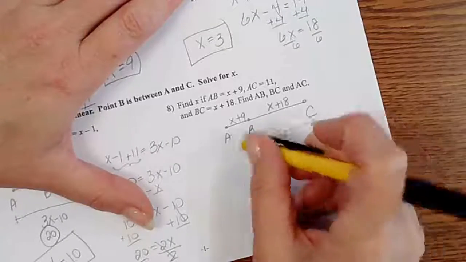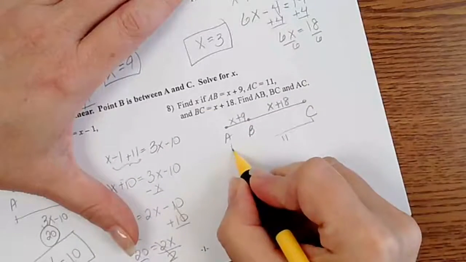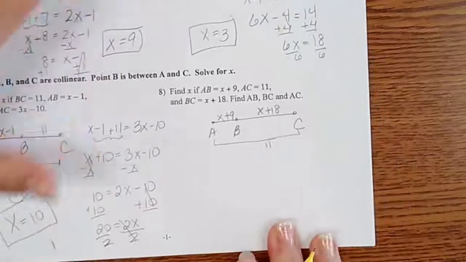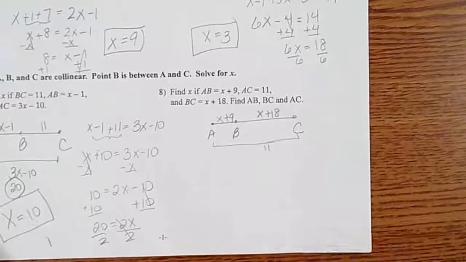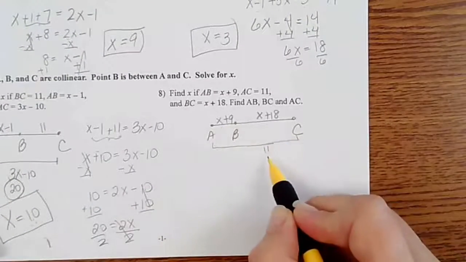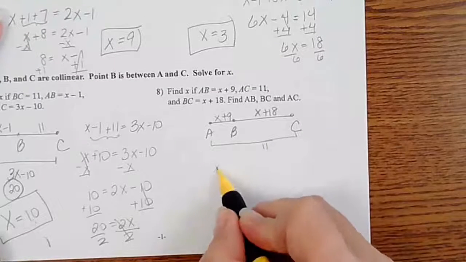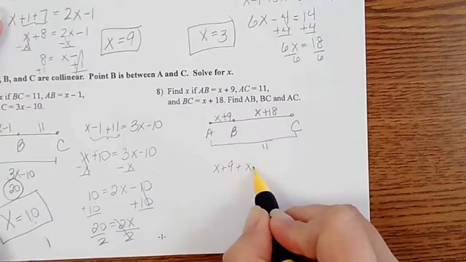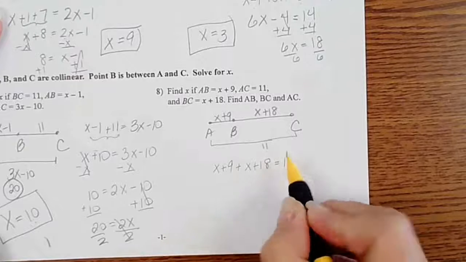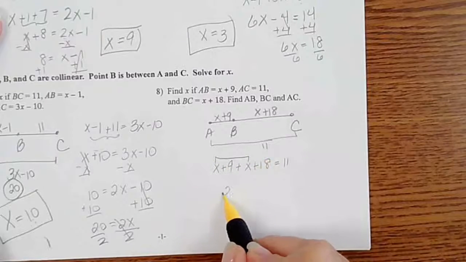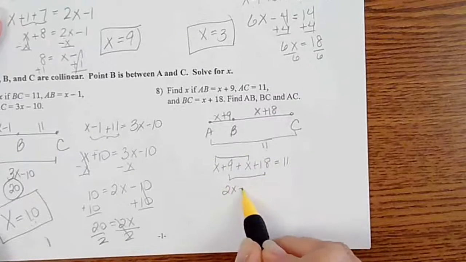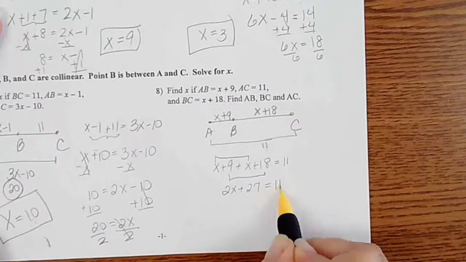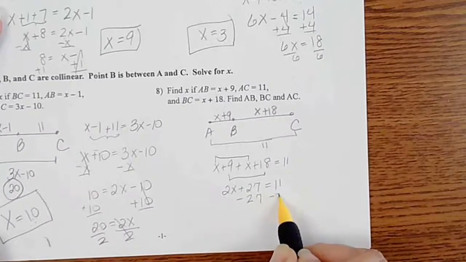So left piece plus right piece is equal to 11. Combine these, well, that's 2x. Combine these, and that's 27 minus 27. 2x is equal to, that's negative 16. And when I divide by 2, x is equal to negative 8.